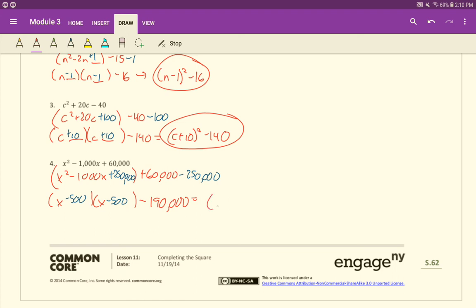And so then if we combine all that together, we get x minus 500 quantity squared minus 190,000. And there's our answer.